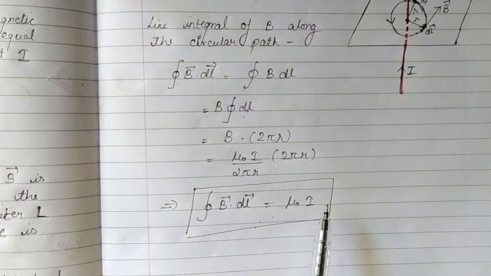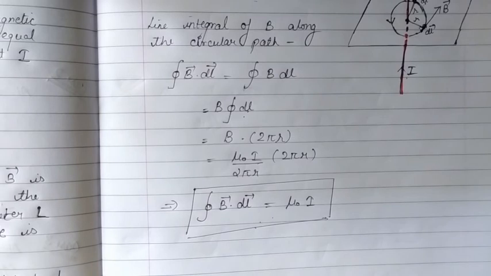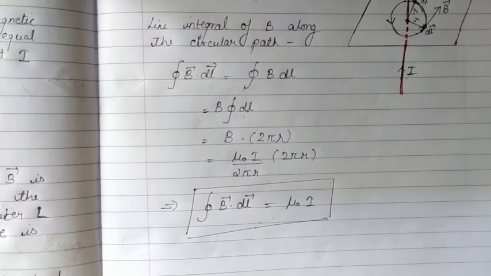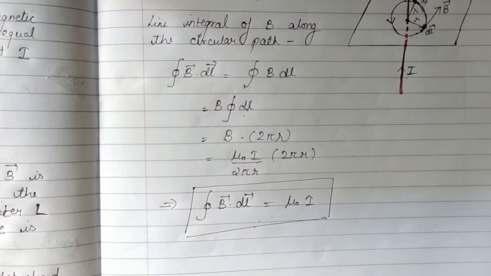Now this proves Ampere's Circuital Law, and this law is valid for any assembly of current and for any arbitrary closed loop. So this was all about the Ampere Circuital Law.